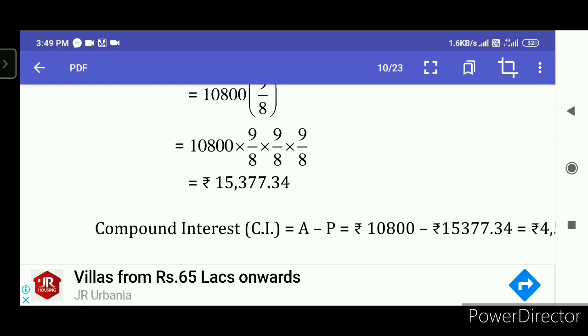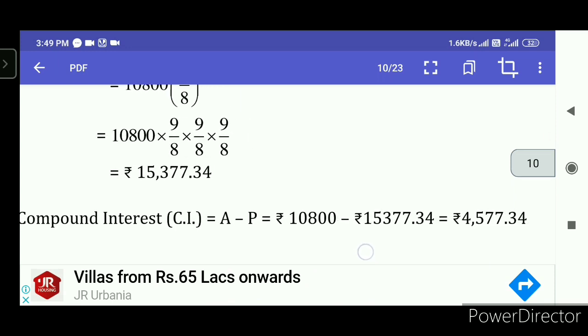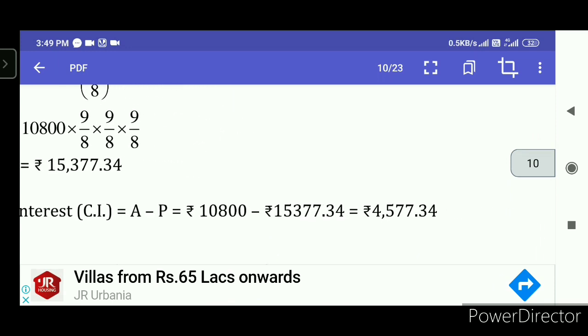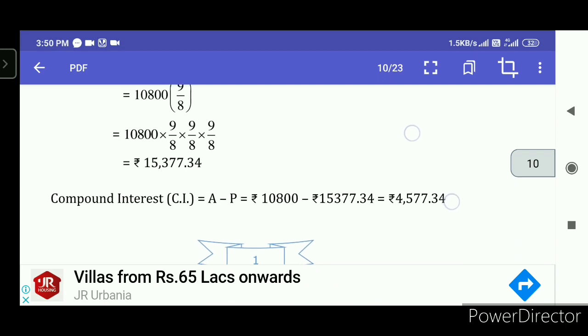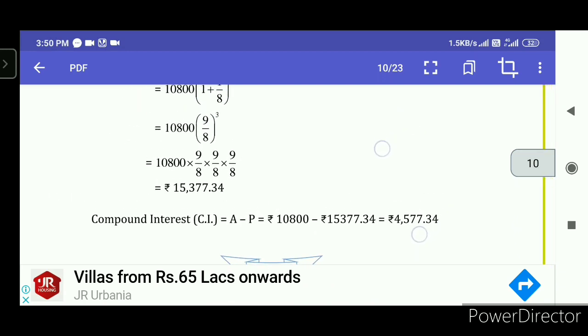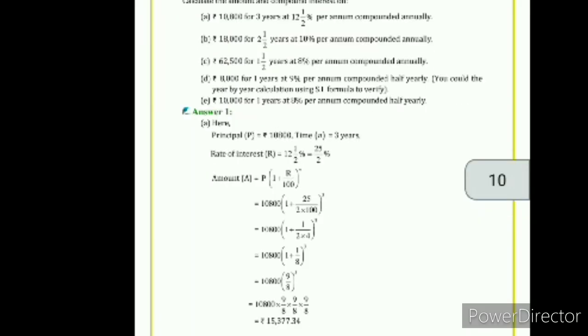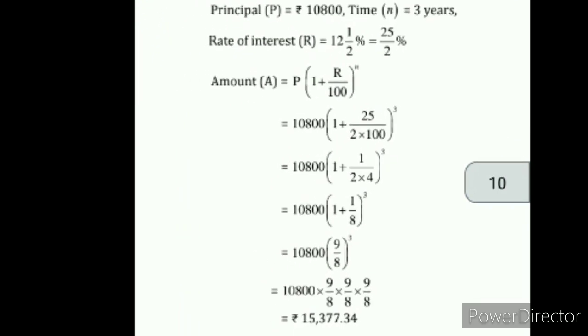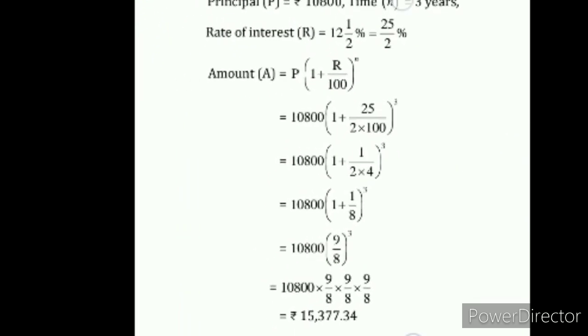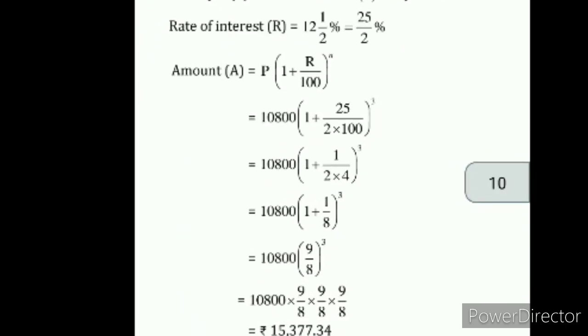Next, we should find compound interest, that is A minus P. Amount minus principal. If you subtract, you will get 4,577.34 as the compound interest. Got it? Calculations you should do yourself. Cancellation, everything, you should do yourself.